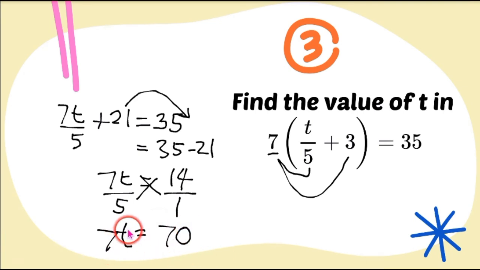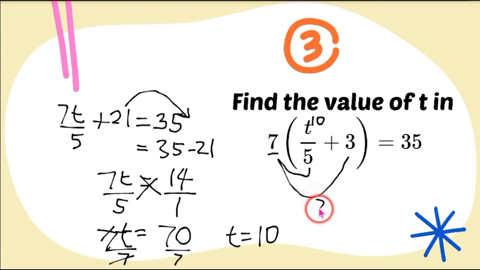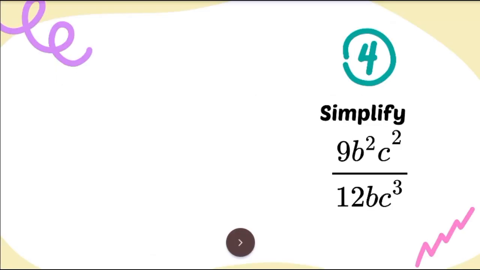Alright, so looking for t here, I have to divide both sides by 7 to eliminate the 7 inside the t there. So this divides this, so t will definitely be 70 over 7, and that is 10. You can cross check: since our t is 10, put a 10 here. This will mean that 10 over 5 is 2 plus 3 is 5, and this 7 multiplies the 5 to give us 35. So our answer is correct. Let's go to the next one.